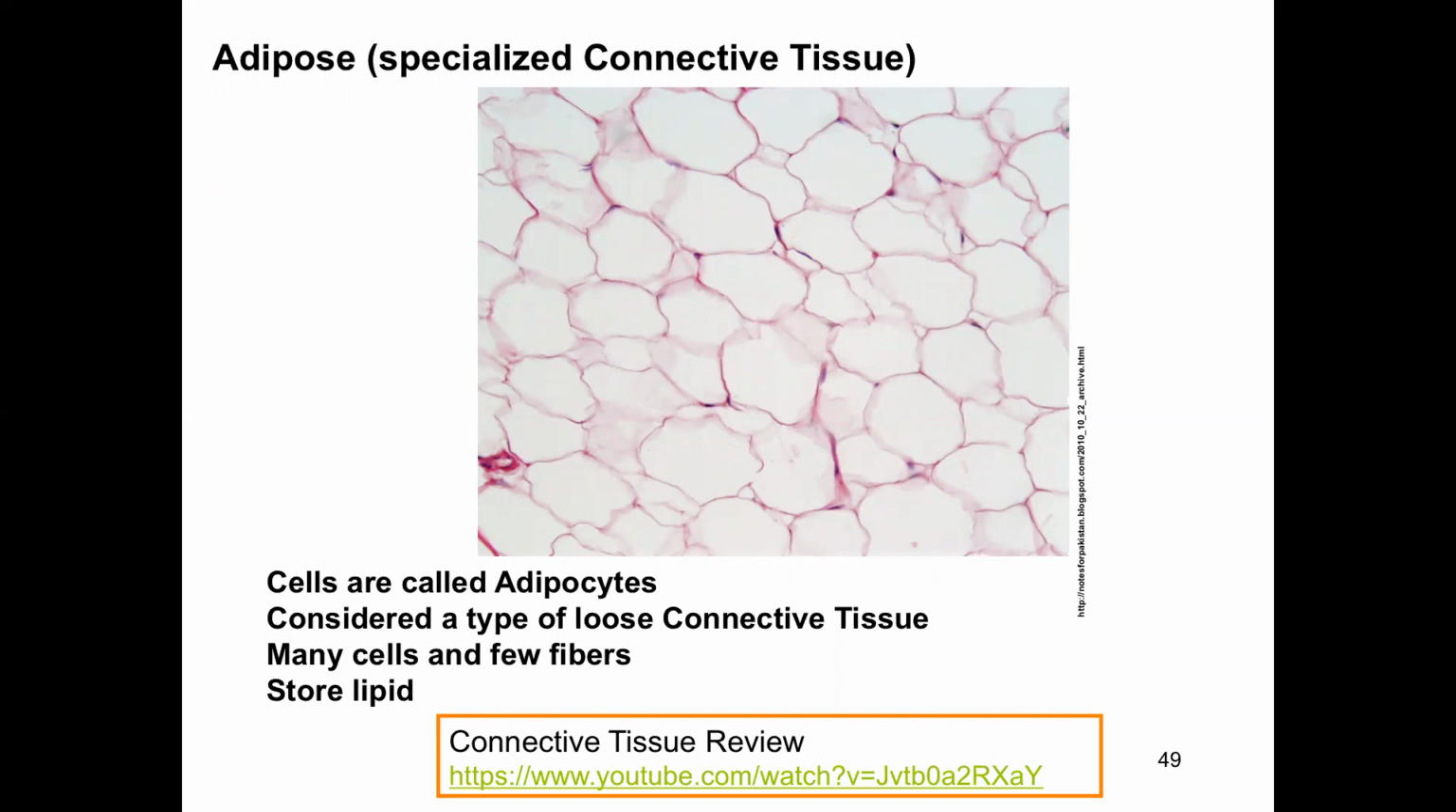So this is why sometimes it's a specialized connective tissue as opposed to a loose connective tissue, because those other tissues are mostly fibers and fewer cells. So this is why adipose sometimes appears as a specialized connective tissue as well. And again, it's going to store your triglycerides.